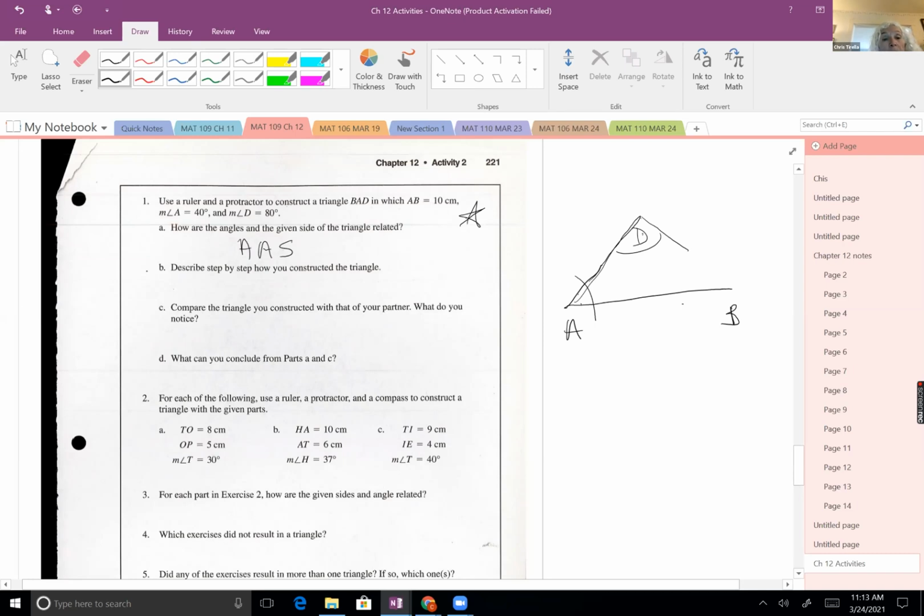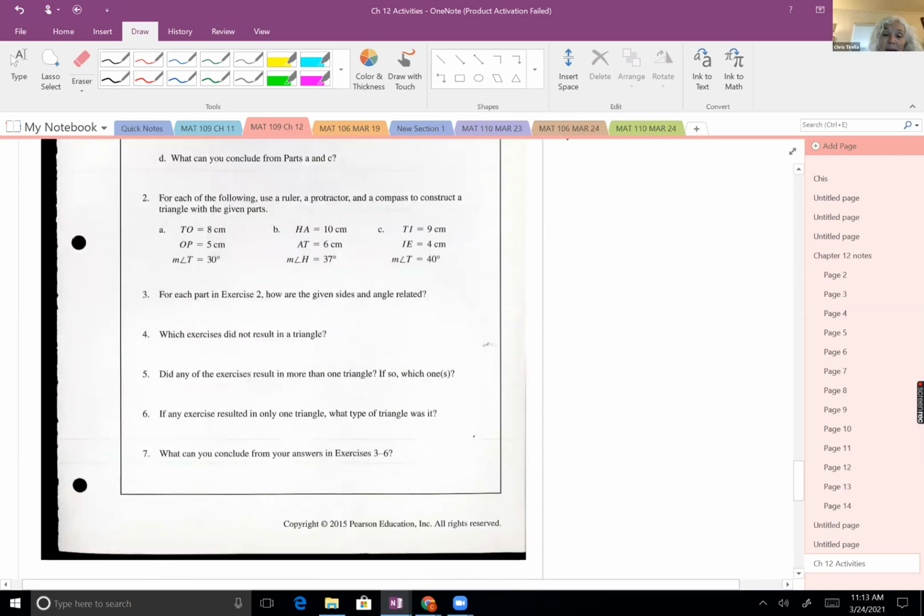And over here, describe step by step how you did it. It's tough to draw because we don't know where to put this angle. We kind of have to slide it around until we get it to meet with side B. So just describe the process that you used to do it. Okay. Then that was all my questions. Okay. Thank you for asking.